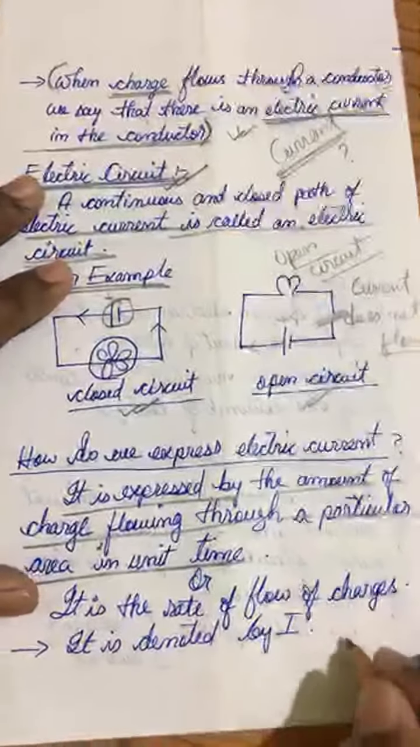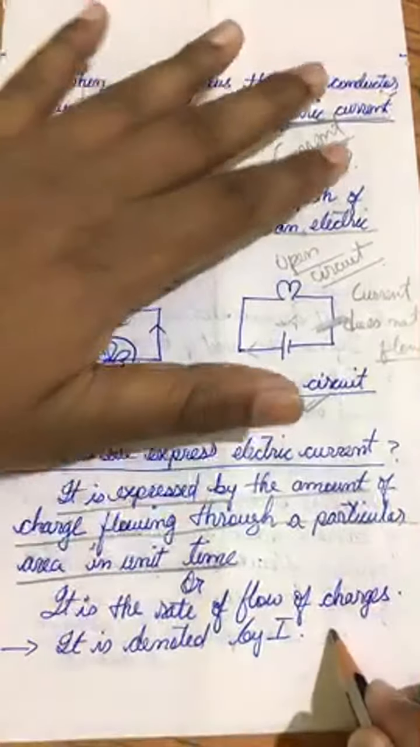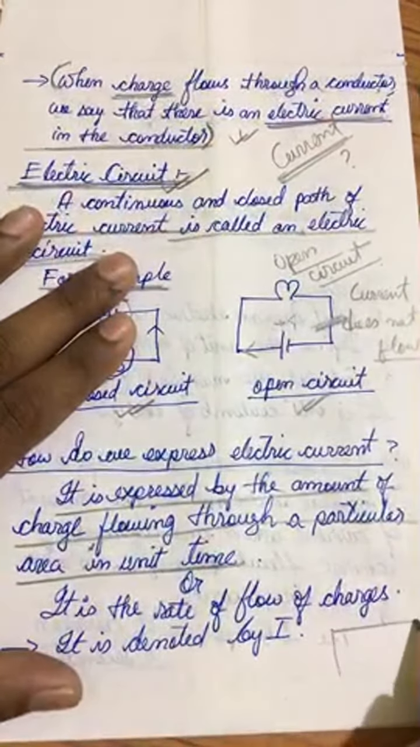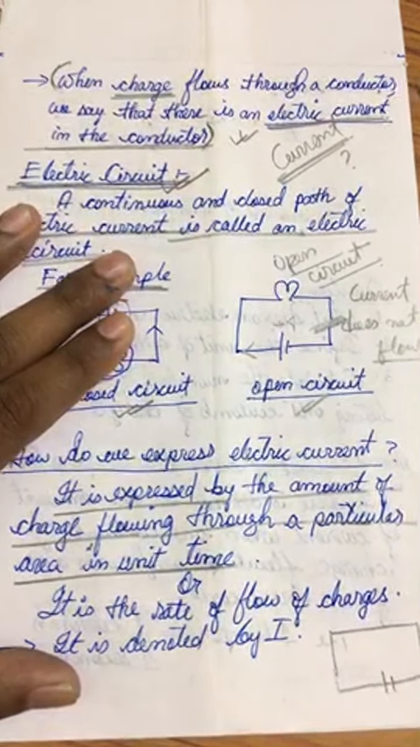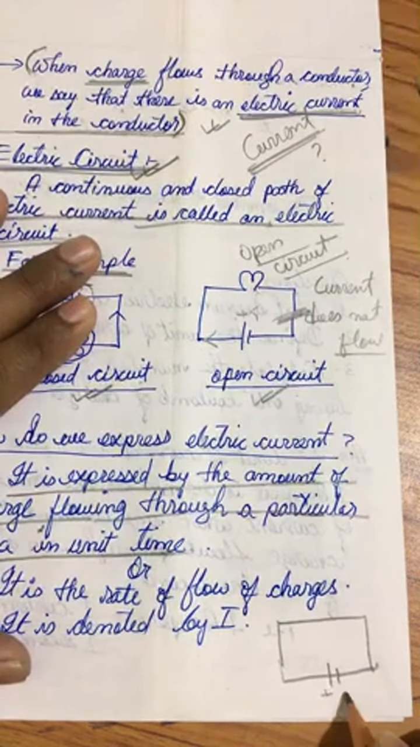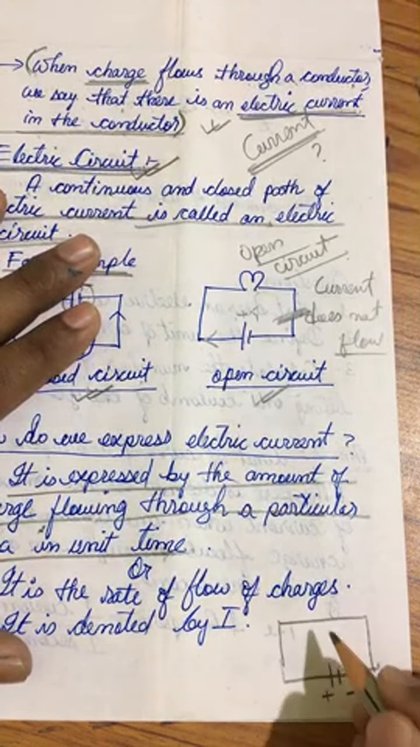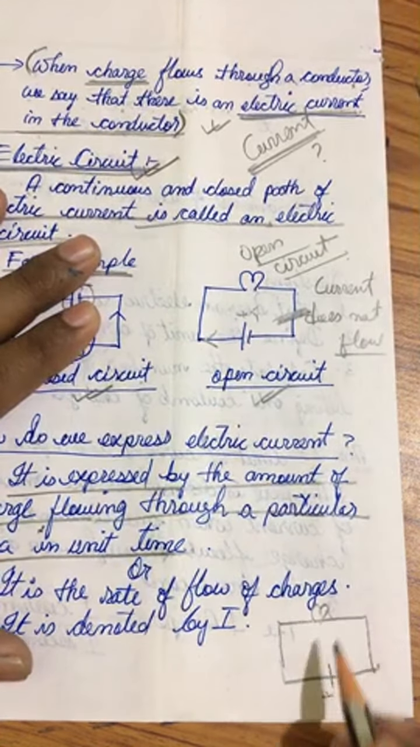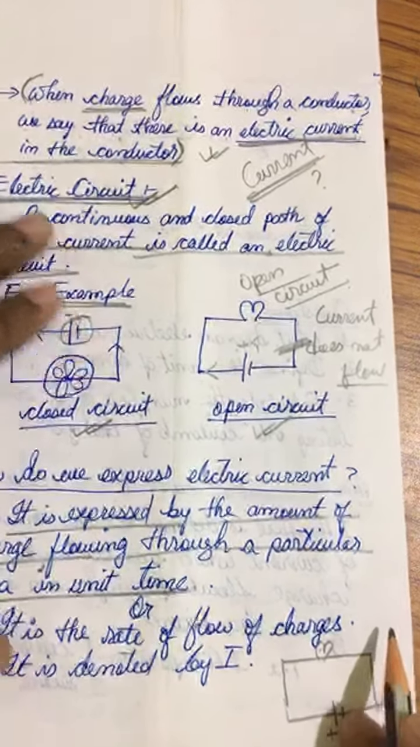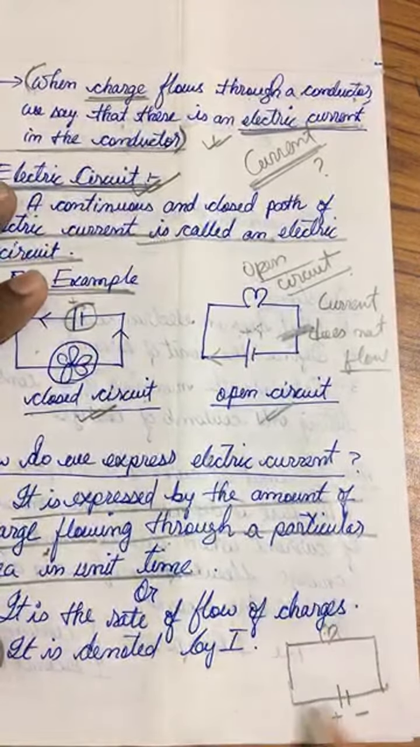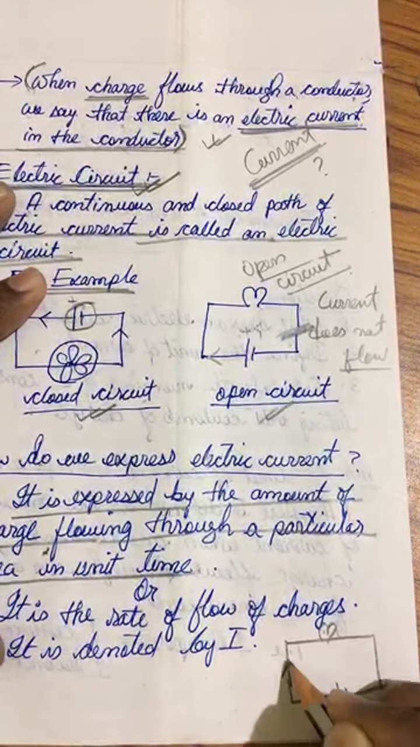Let me explain. For example, let us suppose I have got a circuit. This is a circuit. I have connected a battery here. This is the positive terminal and this is the negative terminal, and I have connected a load, it can be a fan or a light, anything it can be. So if I connect this, current will start to flow.